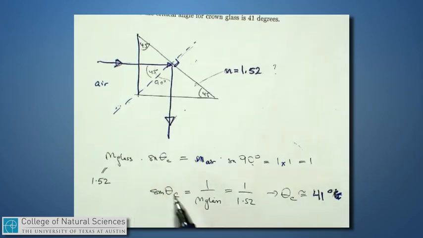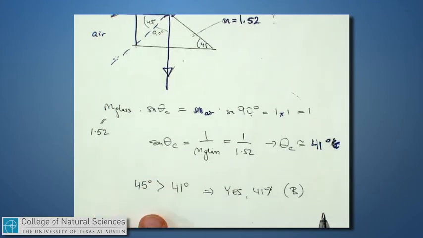In that case, I just divide both sides of the equation by this index of refraction of glass. And I have on the left-hand side, sine of the critical angle is 1 over the index of glass, which is 1 over 1.52. So the sine of the critical angle is about 0.67 or so. If you do use your calculator and take the inverse sine, that turns out to have a critical angle of about 41 degrees.